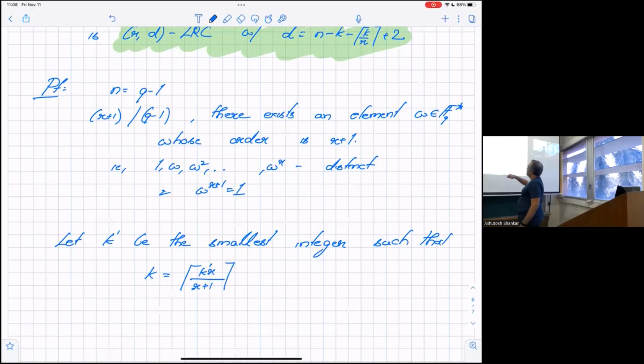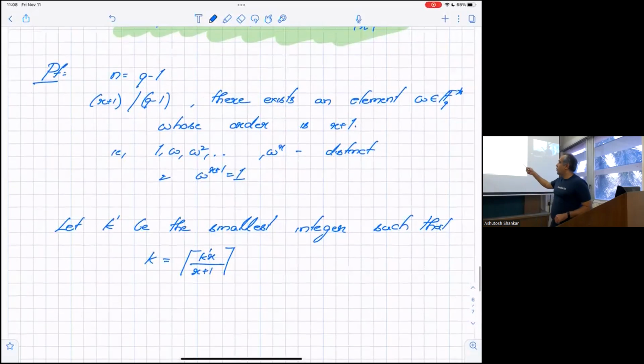So K prime is the smallest integer such that when I multiply K prime by R over R plus 1, and I take the floor, I get K, and I take the ceiling, I get K. I always confuse floor and ceiling. So I want this to be K. You'll take the smallest of these. This is the property of K and K prime I will need, but there is an equivalent way of defining it.